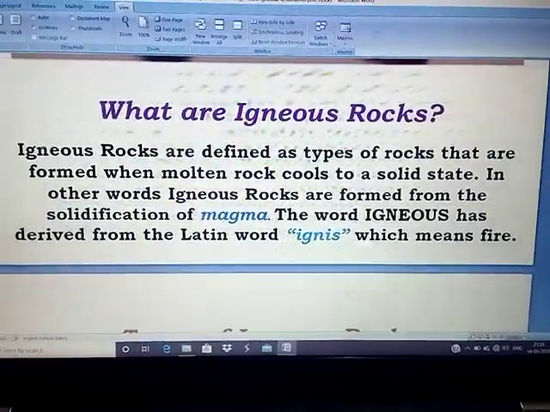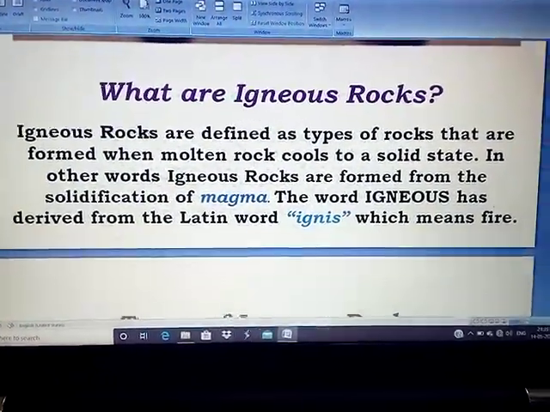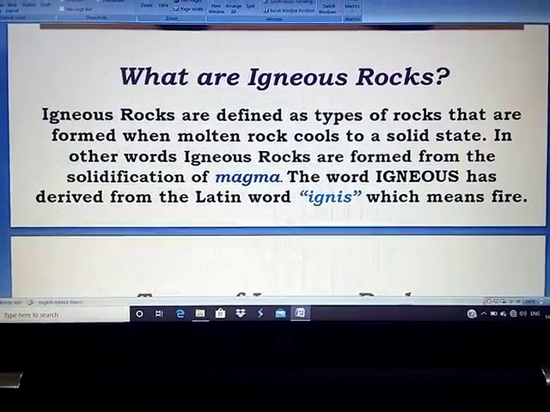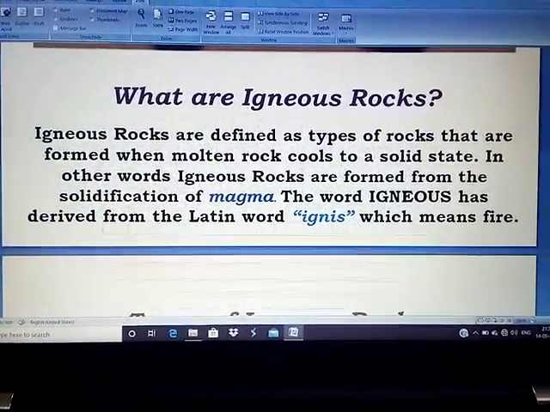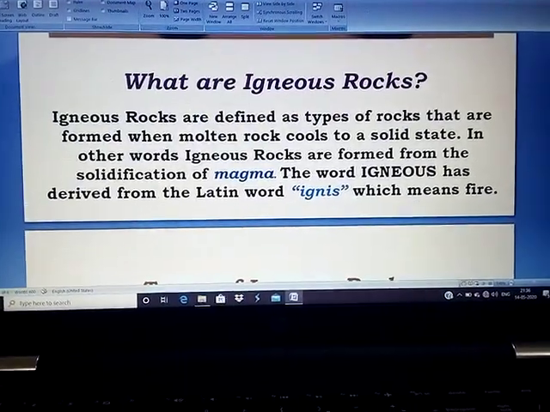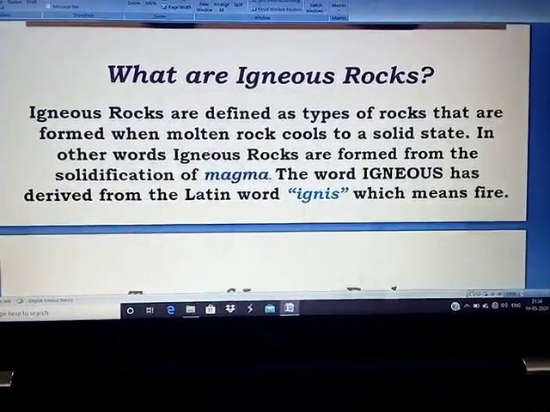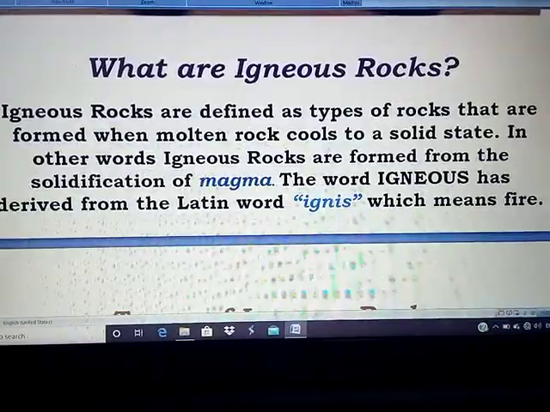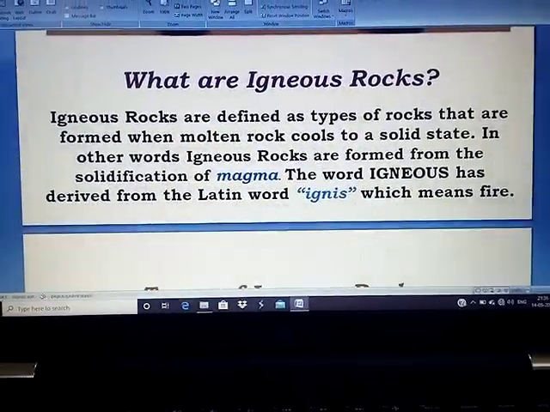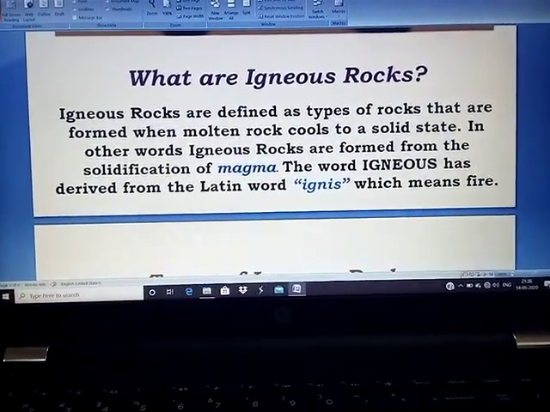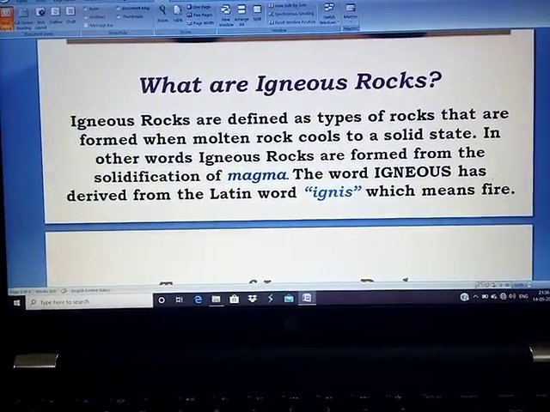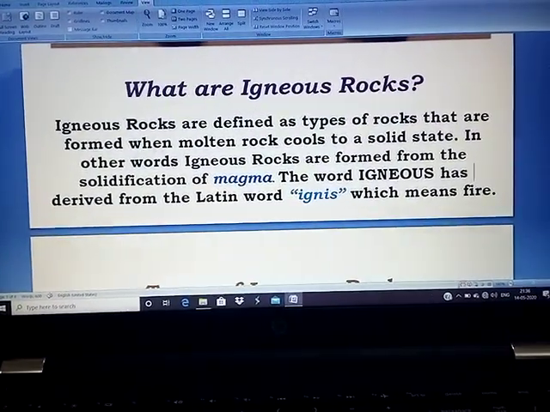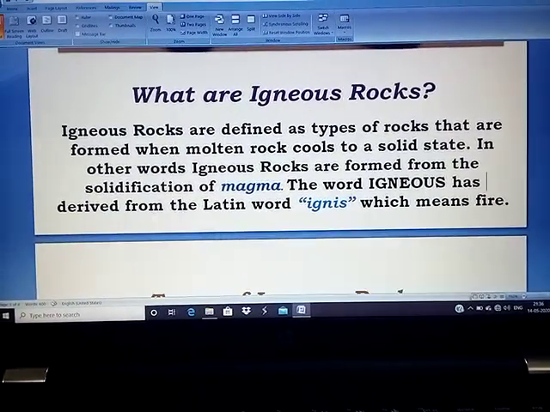So igneous rocks are defined as that type of rocks that are formed when molten rock cools to a solid state. You know, the interior of the earth is very hot, and sometimes it oozes out in the form of lava and magma. So in other words, igneous rocks are formed from the solidification of magma or lava, both.